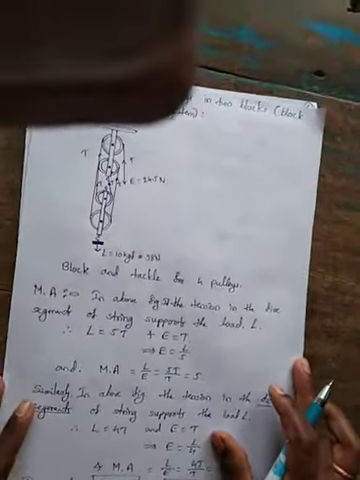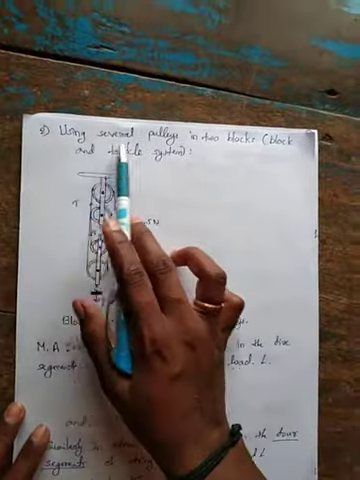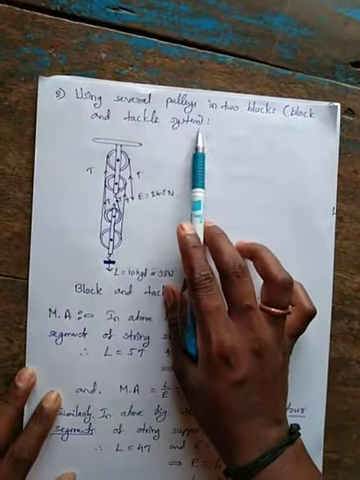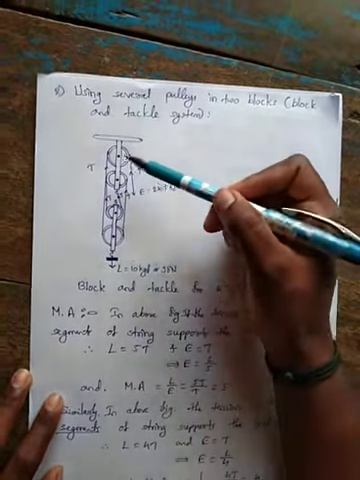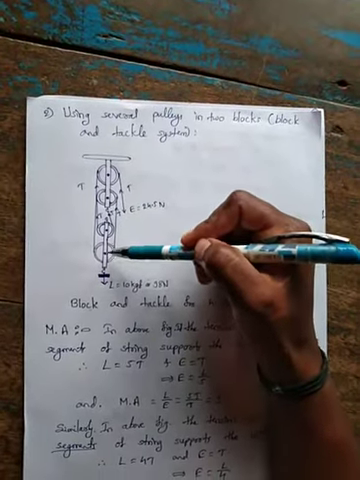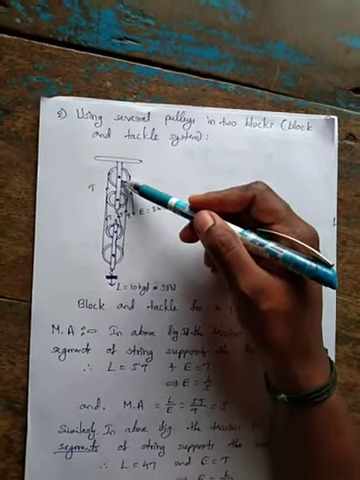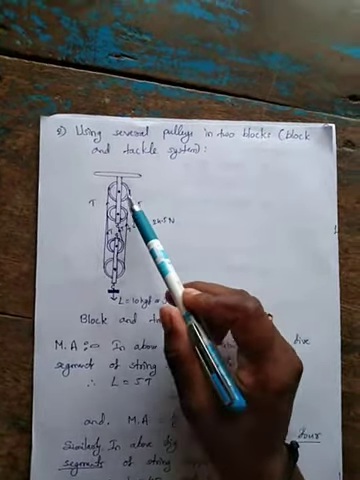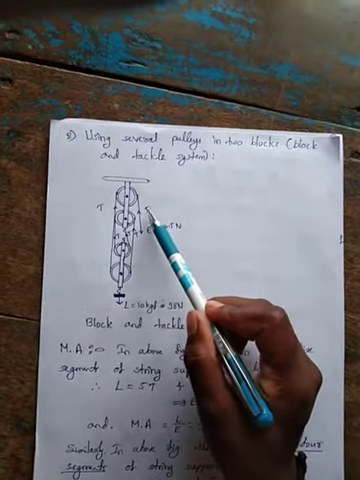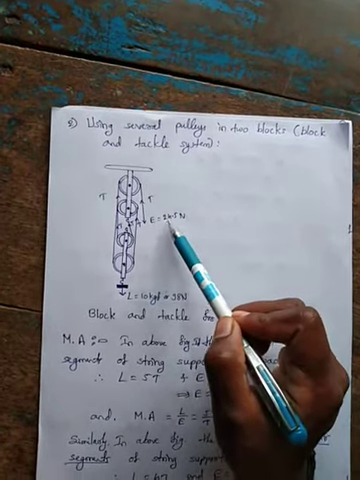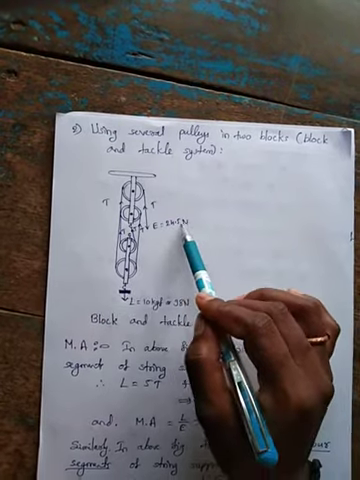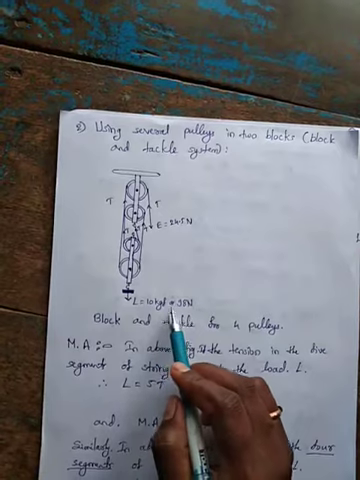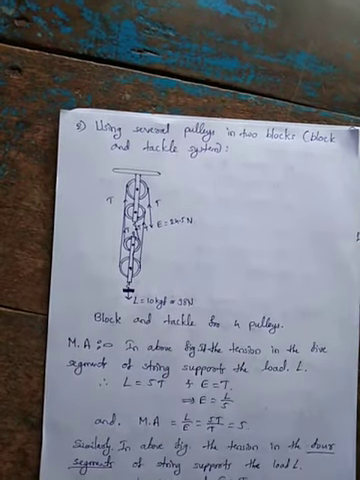Next, second point, using several pulleys in 2 blocks, the block and tackle system. Okay, see here. 1, 2, 3, 4. 4 pulleys we used. Here tension is the same throughout the pulleys. T, that is effort; consider we are applying 24.5 Newton, and the load is 10 kgf or 98 Newton, that is the block.